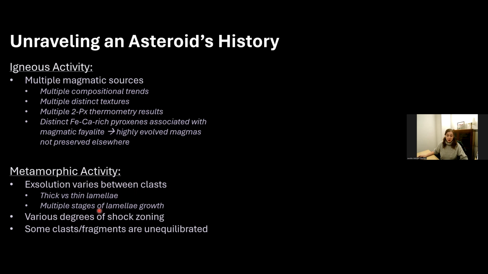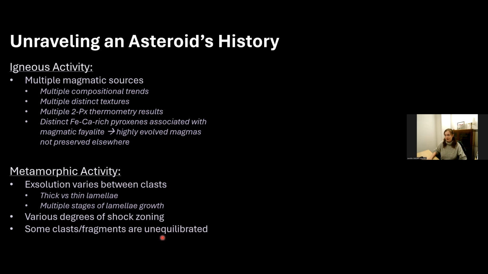There's lots of variations in shock zoning. Not everything is shocked to the same extent. And some clasts and some fragments don't seem to experience any metamorphism at all. They seem to be the original igneous textures. And that's a really uncommon feature on Vesta. This asteroid cooked itself for a good few years to about 800 to 1,000 degrees. Most of it has been metamorphosed with very few exceptions.